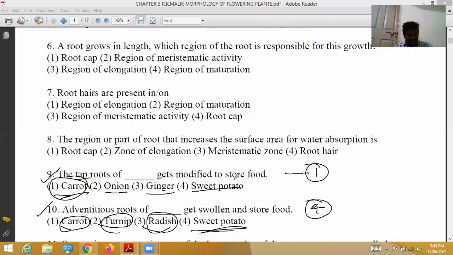So carrot consists of modified tap roots. Turnip consists of modified tap roots. Radish consists of modified tap roots. But sweet potato consists of modified adventitious roots.